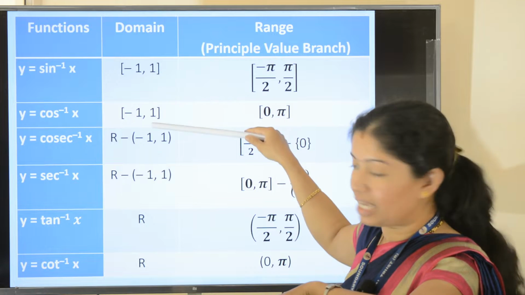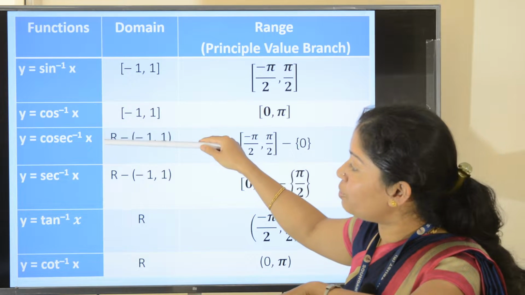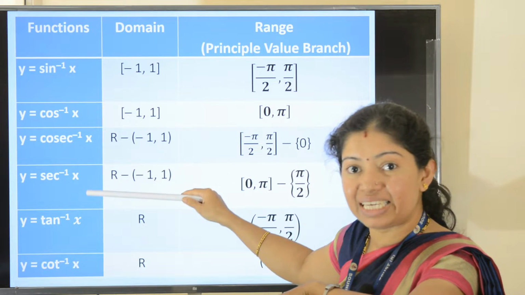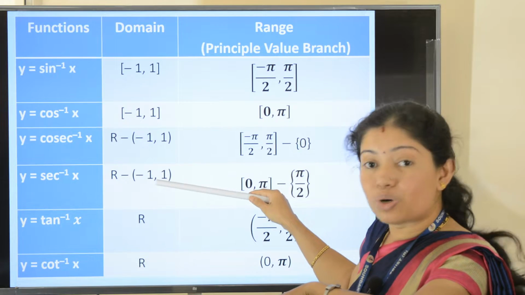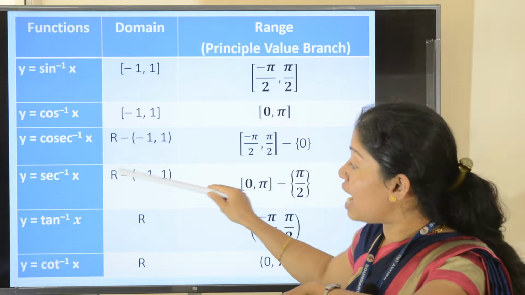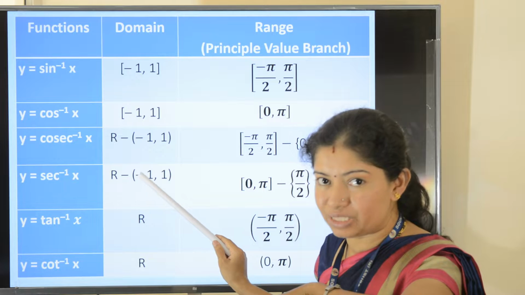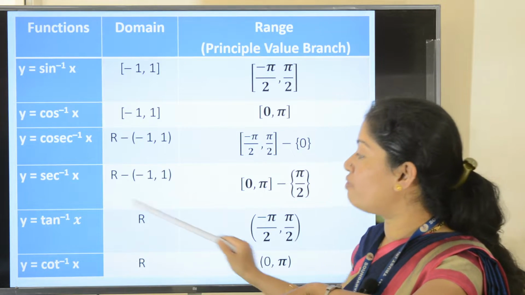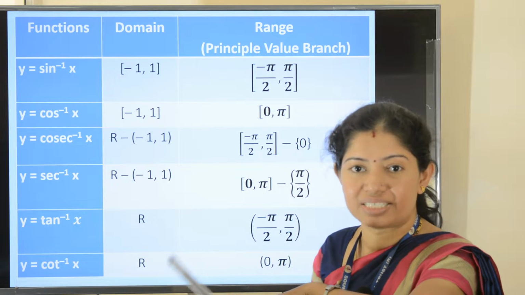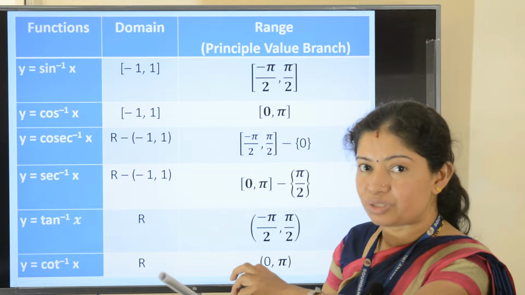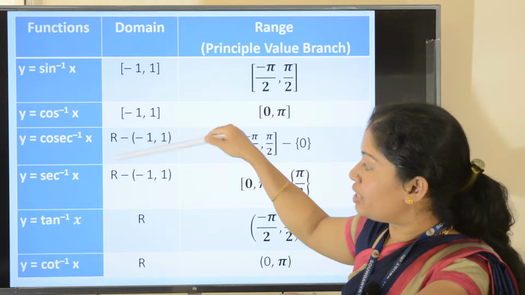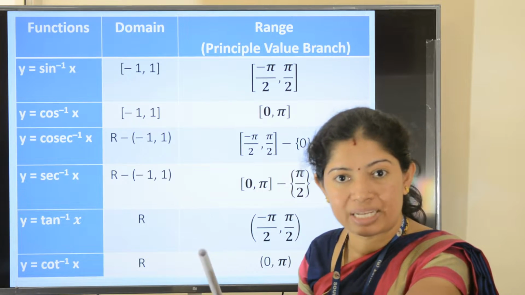Students, if you observe this table carefully, what you can see: the domain of sine inverse and cos inverse is the same. And the domain of cosecant inverse and secant inverse is also the same, it is R minus open interval minus 1 comma 1, and the domain of tan inverse and cot inverse is the same. So you can remember it in this way: two inverse trigonometric functions have the same domain.